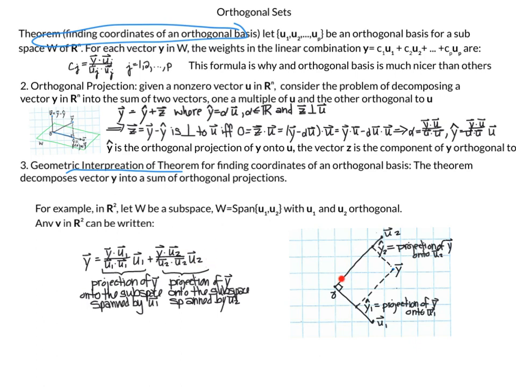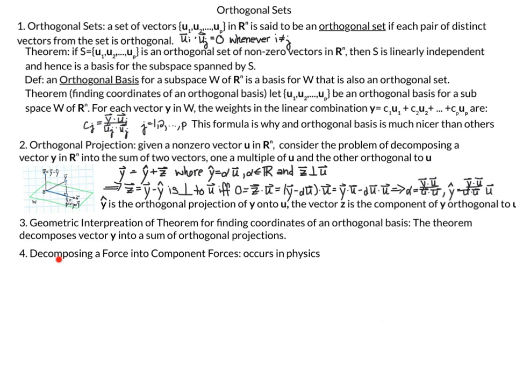So again, here's our y. You can think of it as decomposing this vector into our two basis vectors, and you can think of it as the projection, kind of the shadow, if we dropped y down onto this axis, or onto this one singular axis. Those would be the two projections. At this point, we can decompose a force in physics into component forces, which is sort of what we've been talking about when we decompose these vectors into a sum of two vectors.